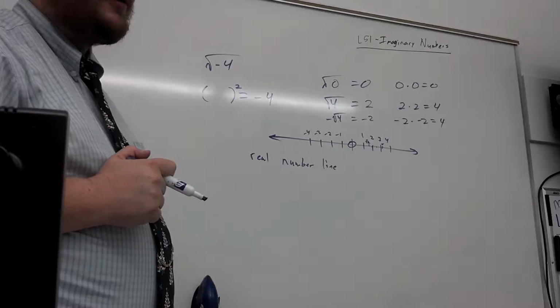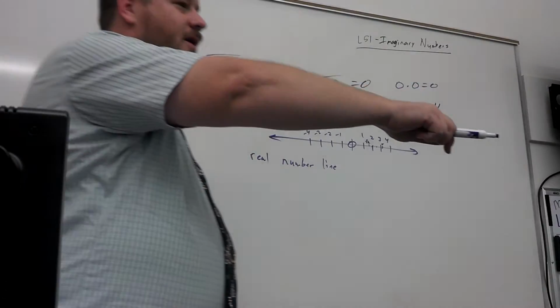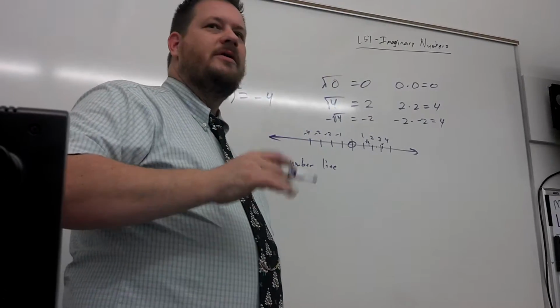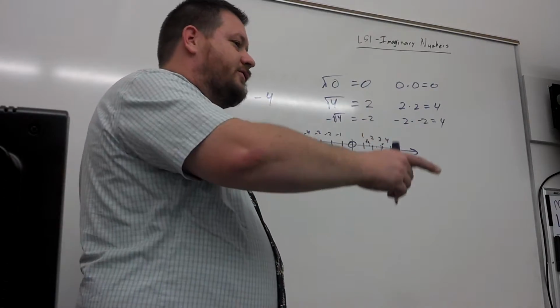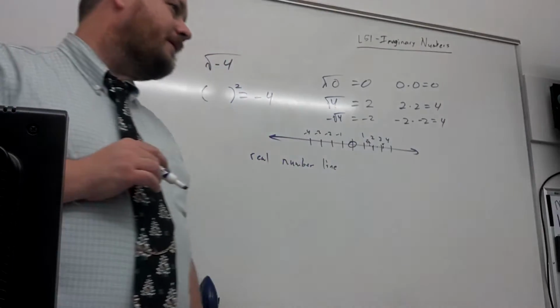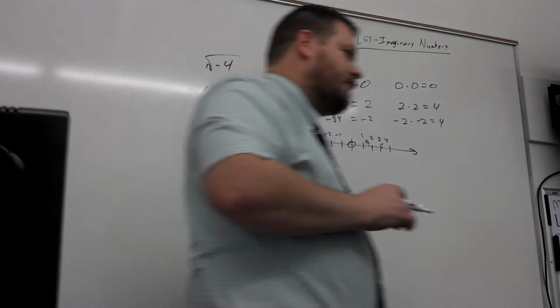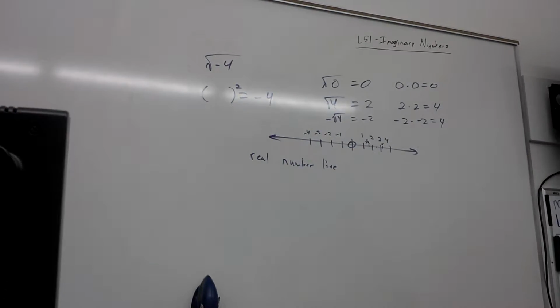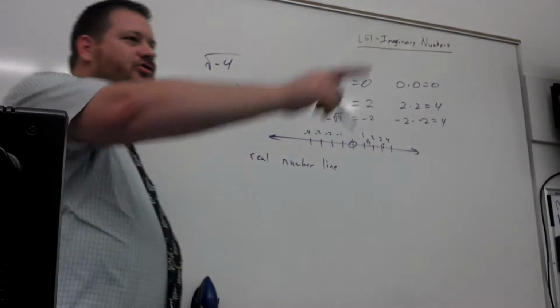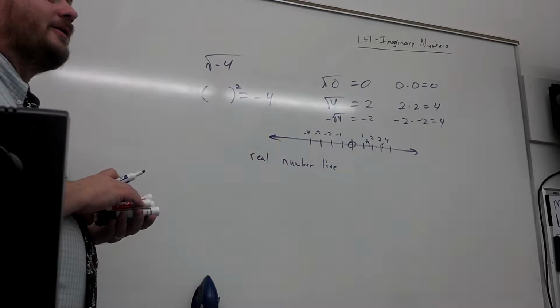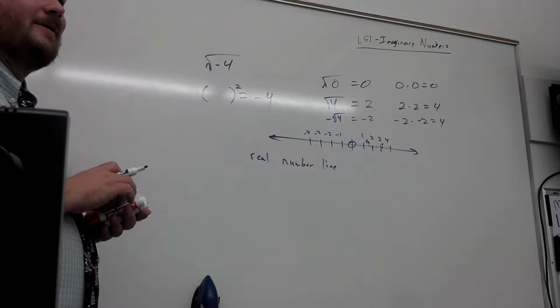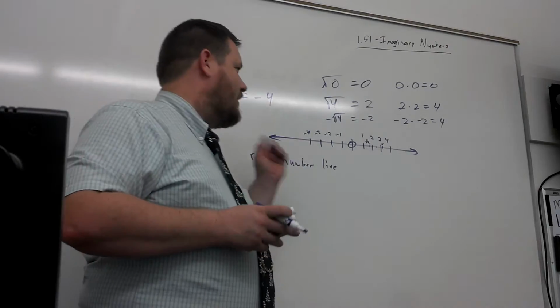What does your calculator say? Just error? On one of the scientific calculators it says domain error, non-real answer. There's a clue: the answer to that is not a real number.